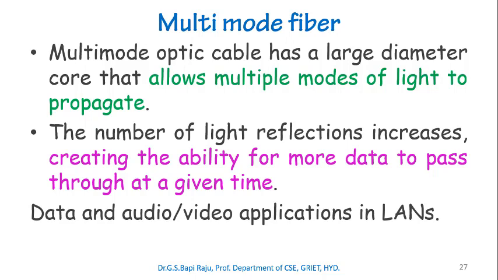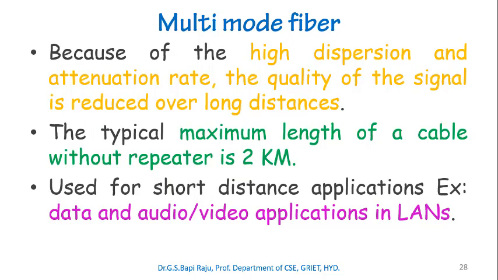And multi-mode optical cable has a large diameter core that allows multiple modes of light to propagate. The number of light reflections increases, creating the ability for more data to pass through at a given time. This is used for data and audio-video applications in LANs. Because of the high dispersion and attenuation rate, the quality of the signal is reduced over longer distances. That is why the maximum length of the cable without a repeater is limited to 2 kilometers, and it is used for short distance applications.